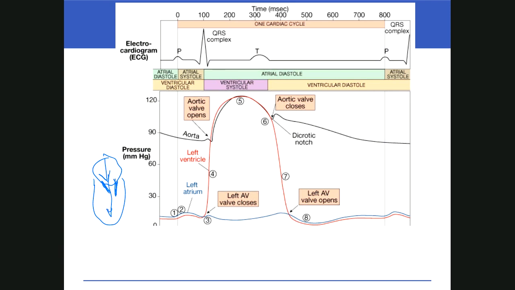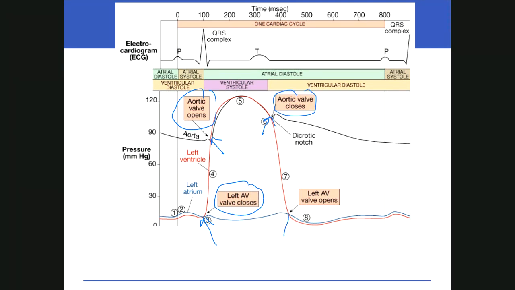So what we see are 4 places. Every time these lines cross, a valve either opens or closes. So here, the left AV valve closes. Here, the aortic valve opens. Here, the aortic valve closes. And here, the left AV valve opens back up again. Does it make sense?